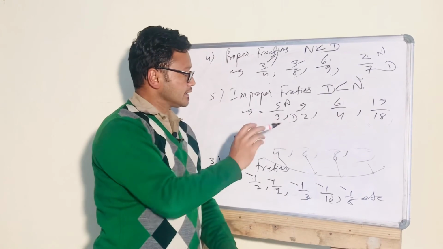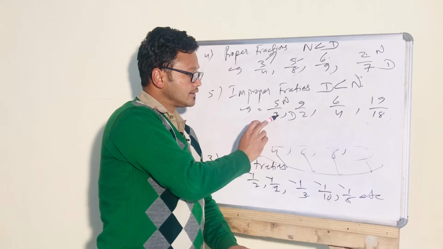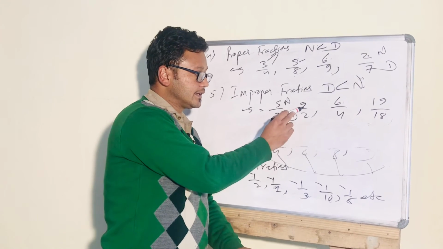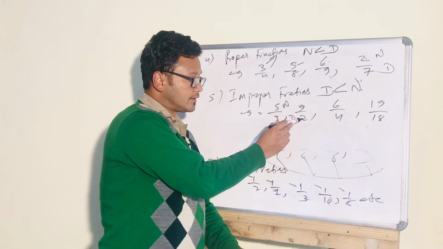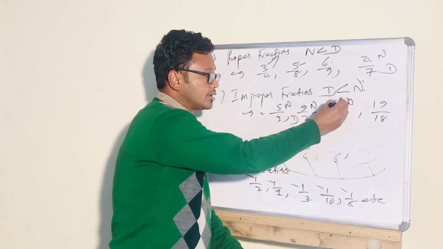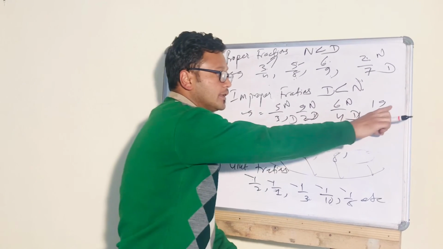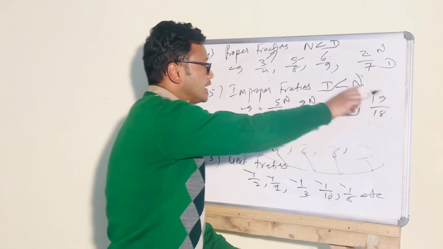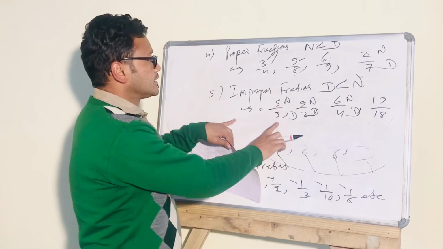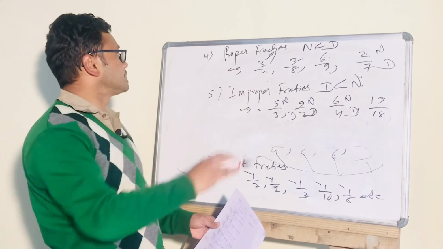In improper fractions, 5 is bigger than 3, that means the numerator is bigger than the denominator. Here 9 is bigger than 2. The numerator is greater than the denominator. These are improper fractions, or we can say an improper fraction is the opposite of a proper fraction. These are the 5 types of fractions.